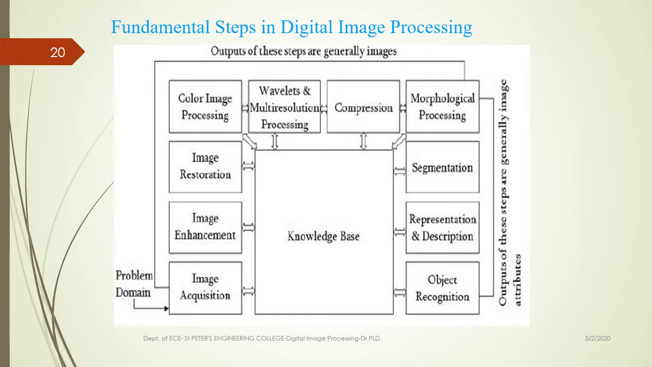In order to extract the significant regions or significant boundaries in an image, we can do morphological processing. Through this morphological processing, we can extract some features of an image. So morphological processing is one important block in the total image processing. Then this is interrelated with the morphological processing based on the knowledge base. Here the segmentation is also connected.